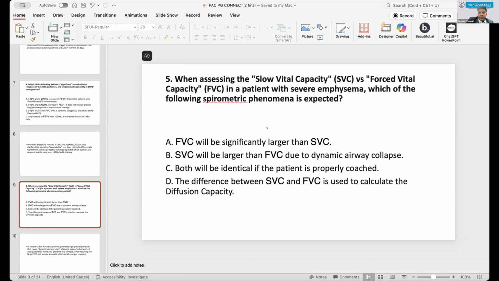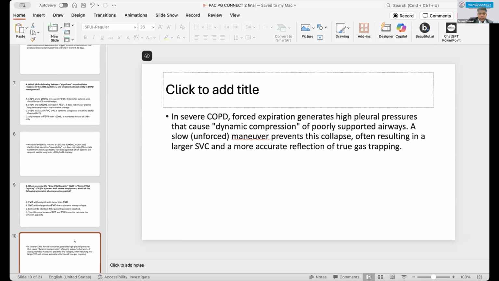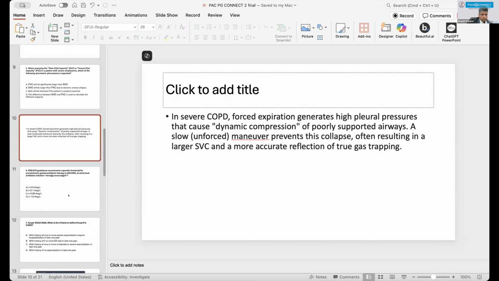The fifth question was, when assessing the slow vital capacity versus forced vital capacity in a patient with severe emphysema, which of the following spirometric phenomena is expected? The answer is, in severe COPD, forced expiration generates high pleural pressures that cause dynamic compression of the poorly supported airways, and a slow maneuver prevents this collapse, often resulting in a larger SVC and a more accurate reflection of true gas trapping. So the SVC is always larger than the FVC in such dynamic airway collapse.